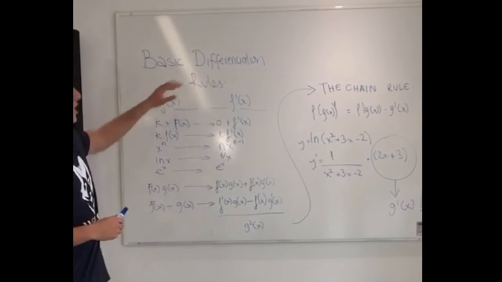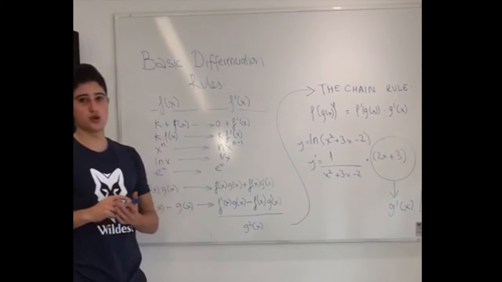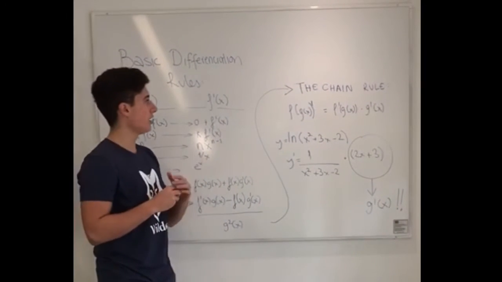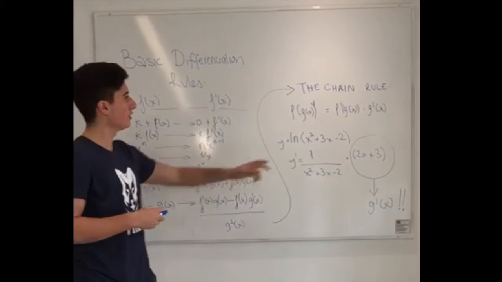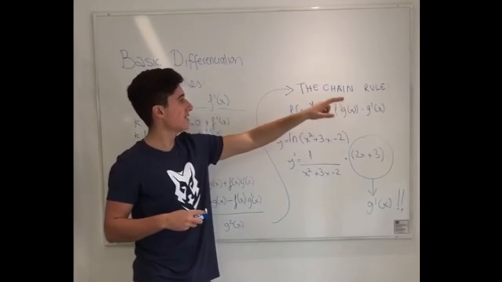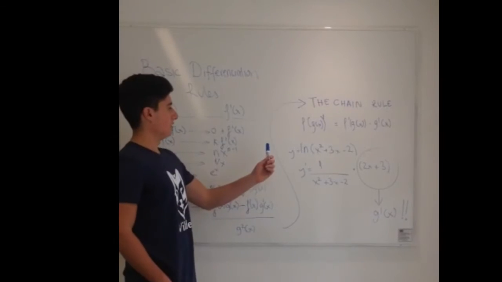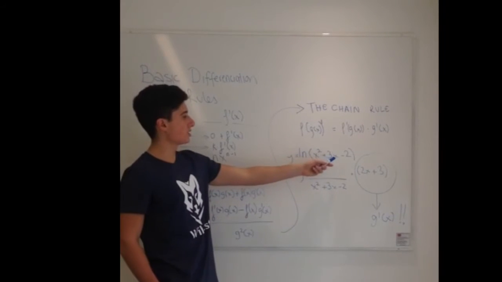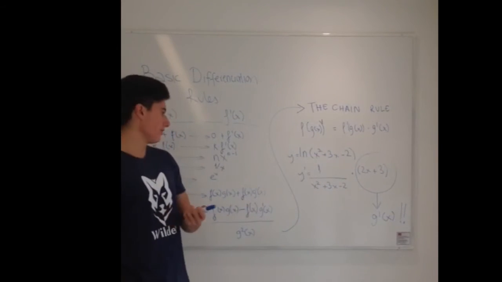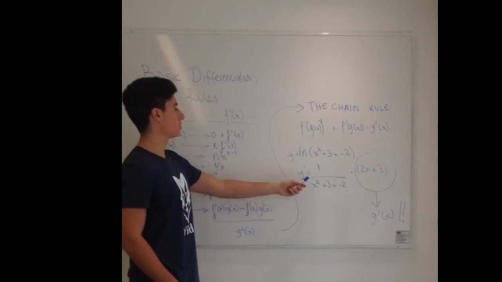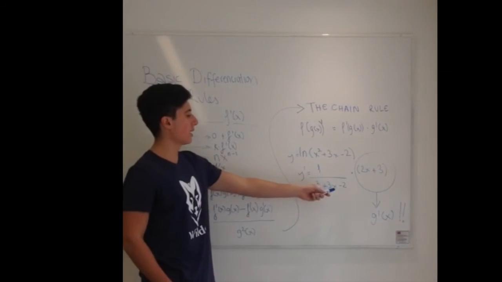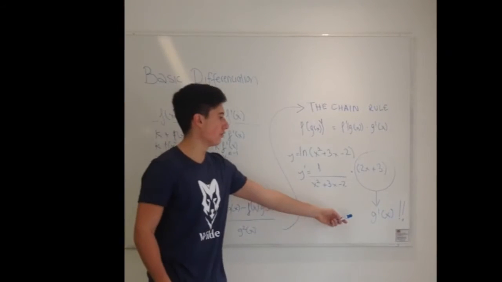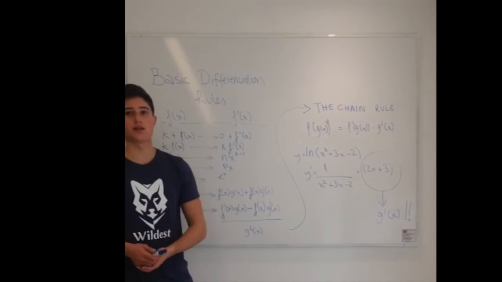Okay, so once we have explained the differentiation rules, we have to move on to the chain rule. Here we have that the derivative of f of g of x is equal to the derivative of f of g of x times the derivative of g of x. In this case, the function is logarithm of x squared plus 3x minus 2, and its derivative will be 1 over x squared plus 3x minus 2 times 2x plus 3, which is the derivative of g of x. And this is the mistake that the doctor made.